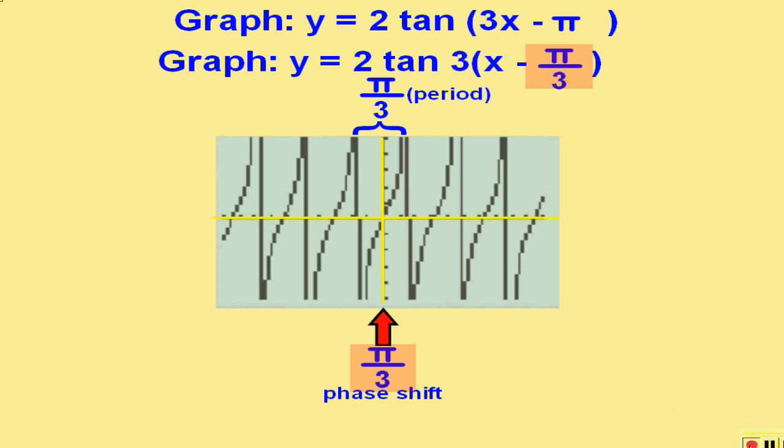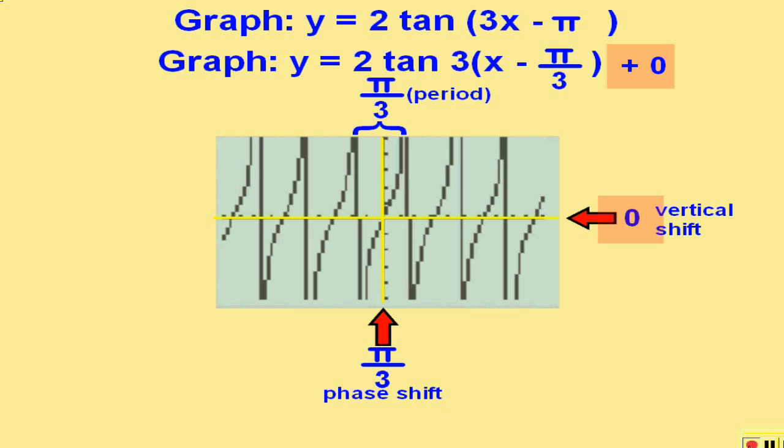So instead of the axes there being the y-axis, it is now the line y equals pi over 3. Since there is no number at the end of the equation, which would stand for k, it would be 0, which means there is no vertical shift, and the axis is the x-axis.